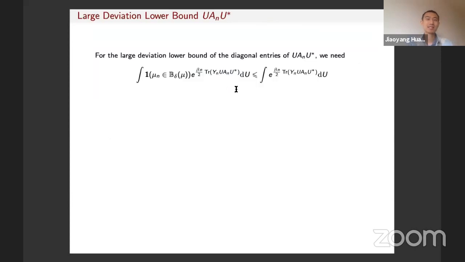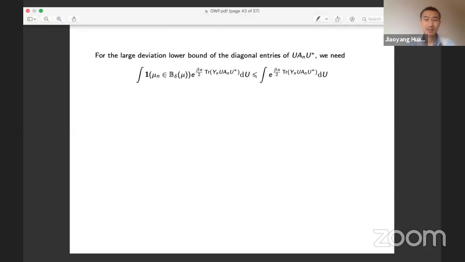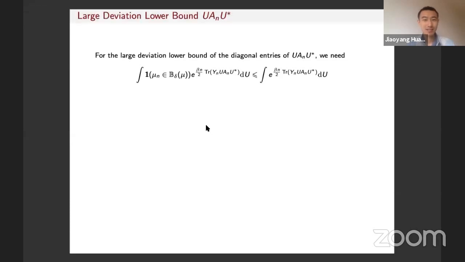And for the case of the diagonal entries of U, A, and U star, the picture is slightly better. We actually have a full large deviation principle. As you can imagine, we can do the same tilting of measure and get the large deviation upper bound. And in this case, we will tilt the measure simply using this spherical integral.